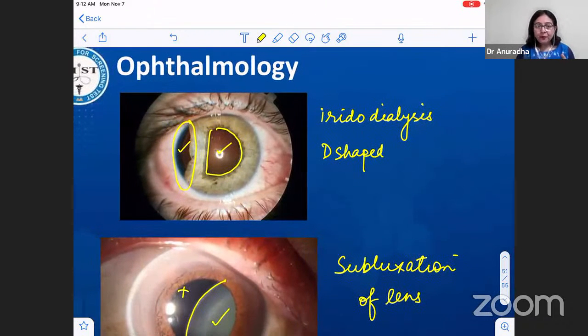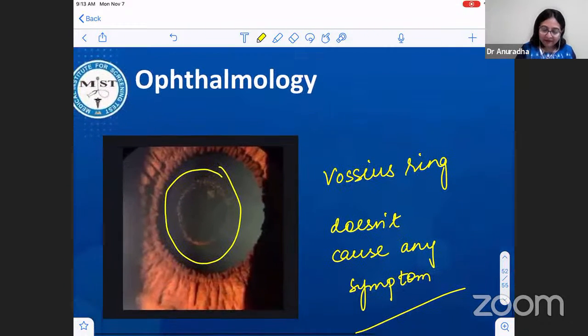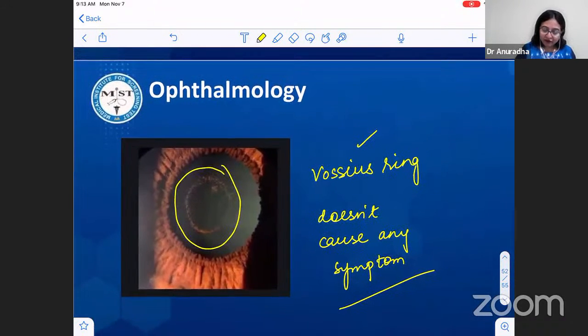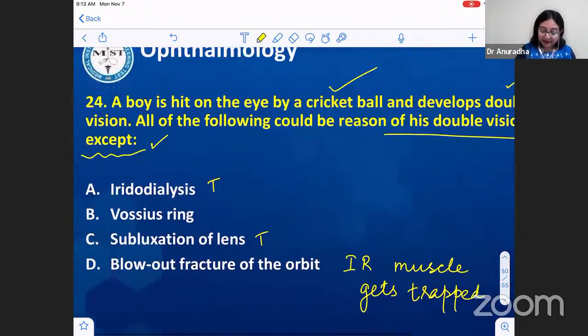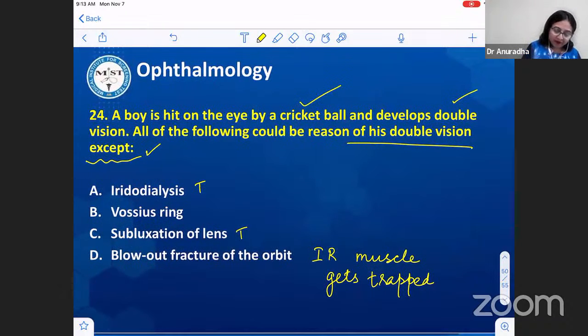Iridodialysis, remember D-shaped pupil, iris detached from its root. So subluxation of the lens you can identify. And when there is a brown ring on the lens surface, that is your Vossius ring. Yes, it is just an impression. So all these can be seen in blunt trauma, but double vision will not be caused by Vossius ring. So if I have a question like that, I will choose B as my answer. I have tried to make you revise all the features which we see in blunt trauma.